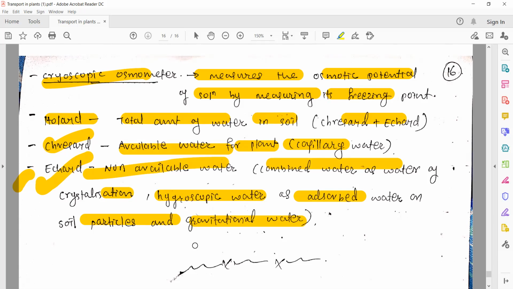So here we have completed an interesting chapter called transport in plants. Go through it, you will understand very very easily, and read your NCERT textbook compulsorily.